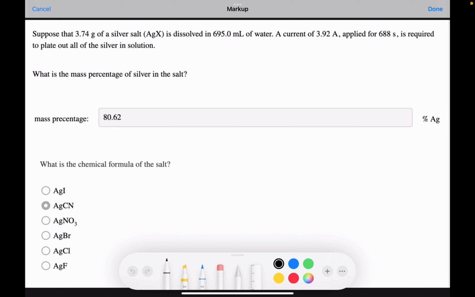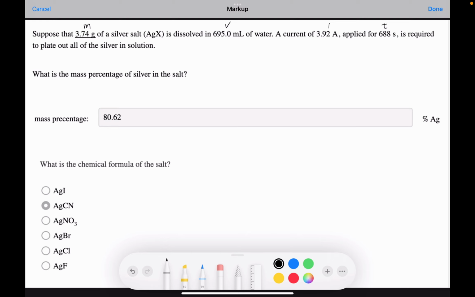So this is how you solve this question. Suppose that 3.74 grams of silver salt is dissolved in 695 milliliters of water with a current 3.92 applied for 688 seconds. This is the time, this is the current, this is the volume that dissolved, the silver salt being dissolved, and there's the mass of this silver salt.